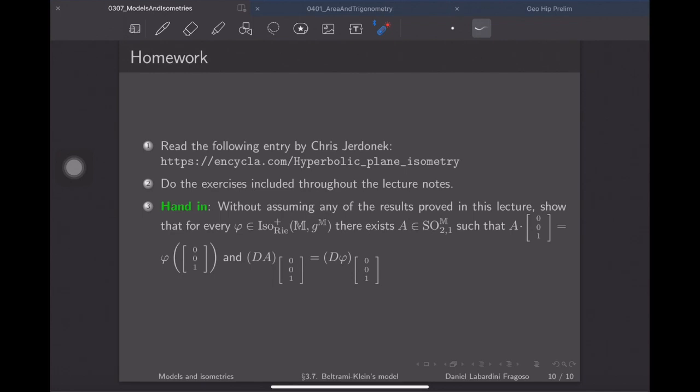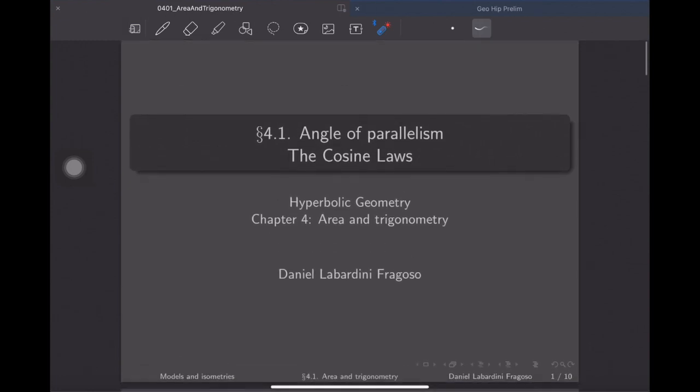Okay, and now let's start then with the next chapter, which is already area and trigonometry in the hyperbolic plane. And then I'm going to start really with trigonometry, with hyperbolic trigonometry. So first, with the angle of parallelism.